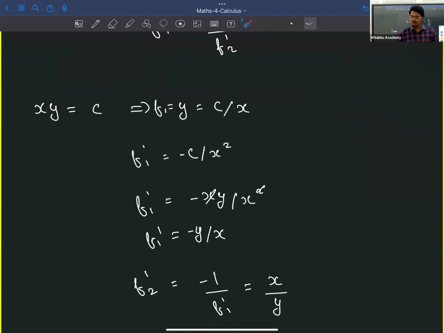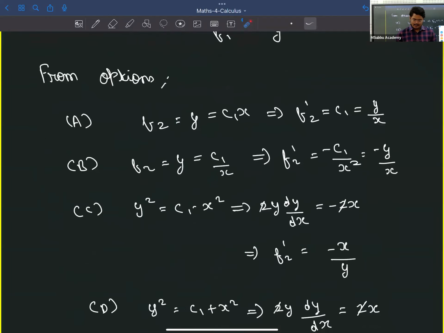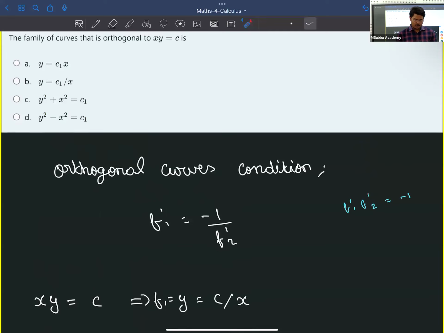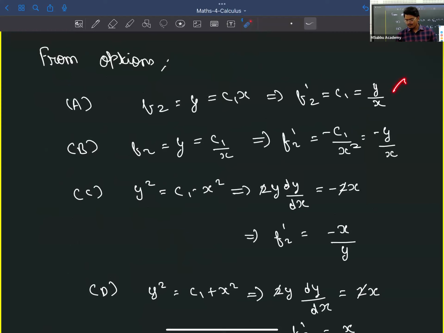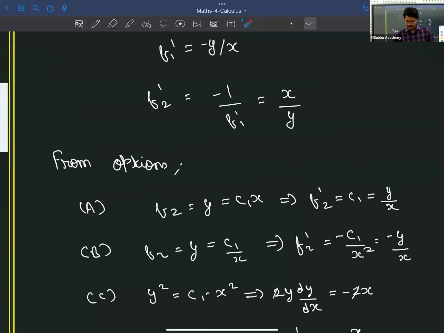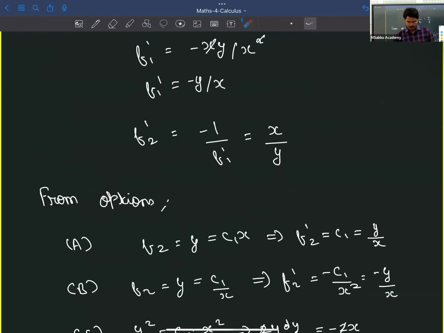Now we are going to solve from the options. When you take the first option, y is equal to c1 into x, which will be function 2. So f2 dash will be equal to c1, which is equal to y by x. Why? Because when you differentiate with respect to x, we get y by x. So substitute c1 here and just solve for it.